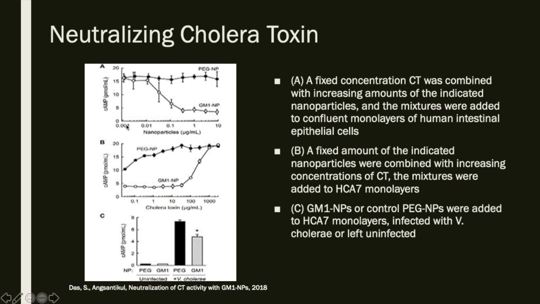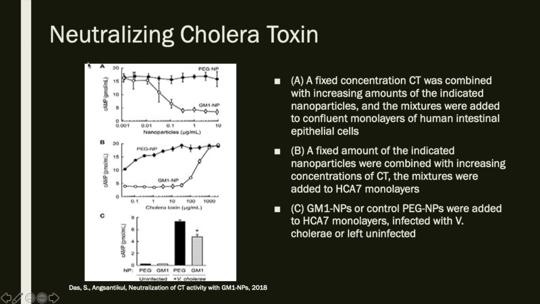Looking closer into the graphs, in graph A, they used a fixed concentration of cholera toxin, and they combined it with increasing amounts of the nanoparticles in the solution. They measured the amount of cAMP that was produced, and, as I discussed beforehand, this correlates to the amount of cholera toxin that is binding.